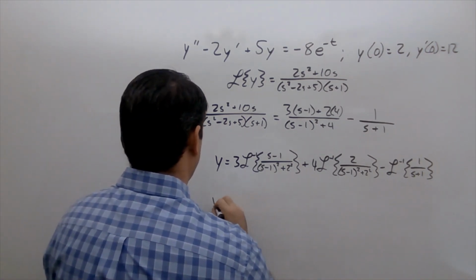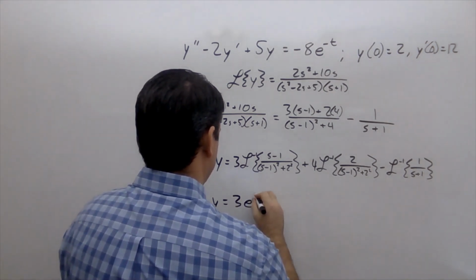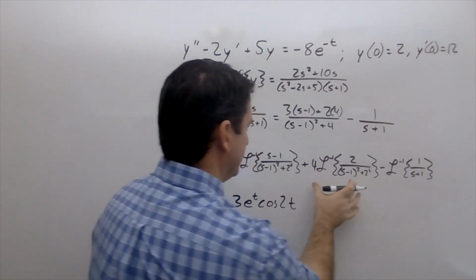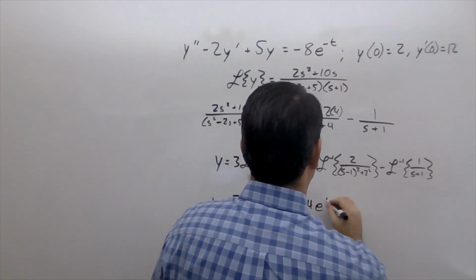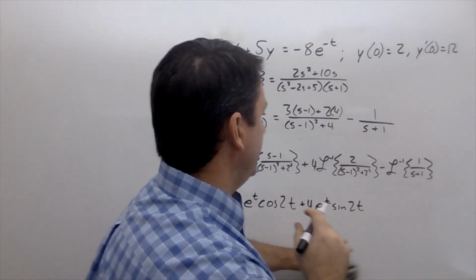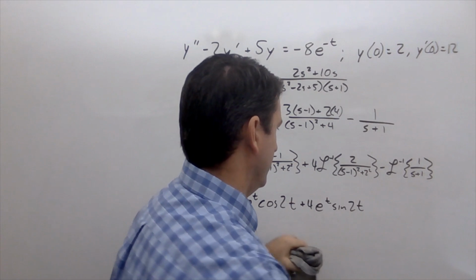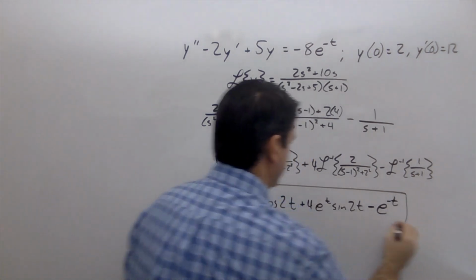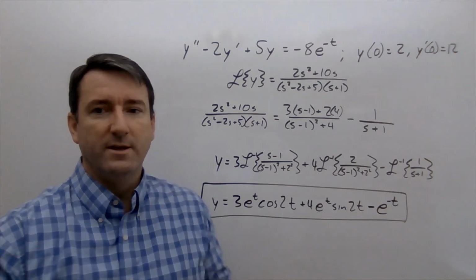So y is going to be equal to 3 times e to the t cosine of 2t. And then this is the same thing, this is b sine now. So plus 4 times e to the t sine of 2t. And then this is e to the at, where a is -1. So this is minus e to the -t. And there is our answer to this initial value problem using the Laplace transform.